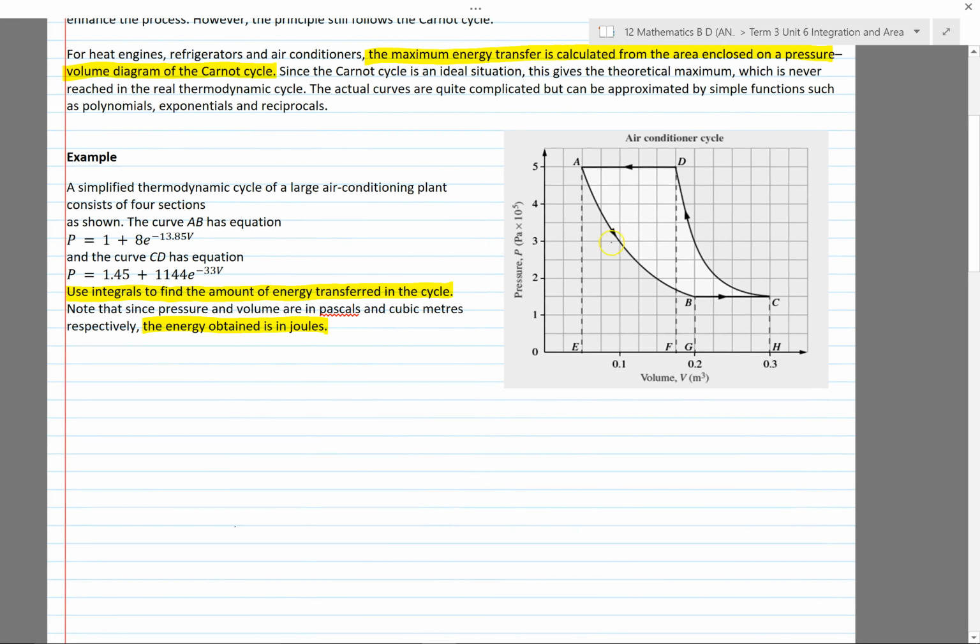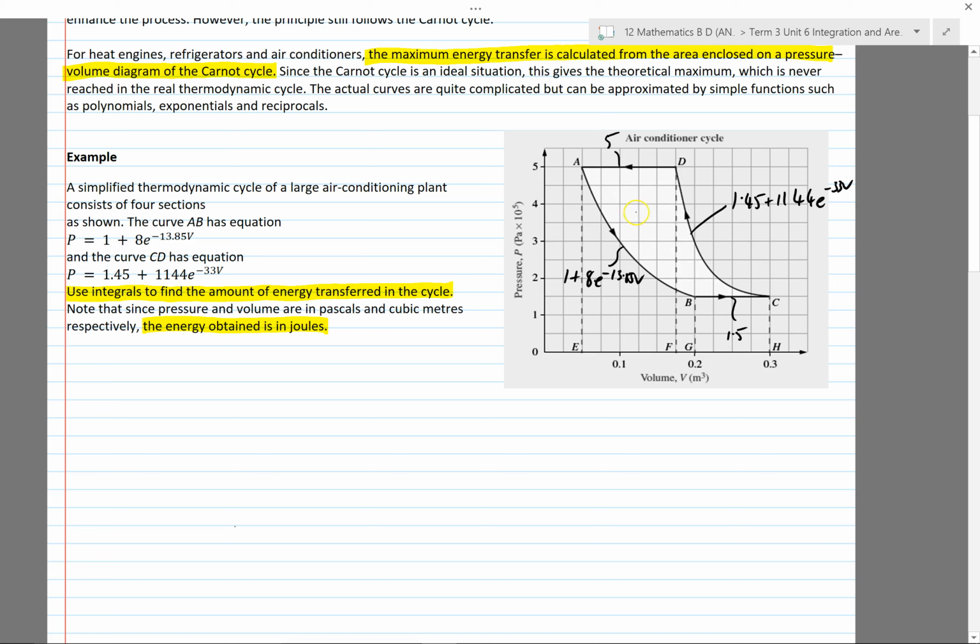The curve AB has the equation 1 plus 8e to the minus 13.85v, and the curve CD has the equation 1.45 plus 1144e to the minus 33v, and I know the equation of this line is 5, the equation of this line is 1.5. So essentially I need to find the area enclosed in this shaded region.